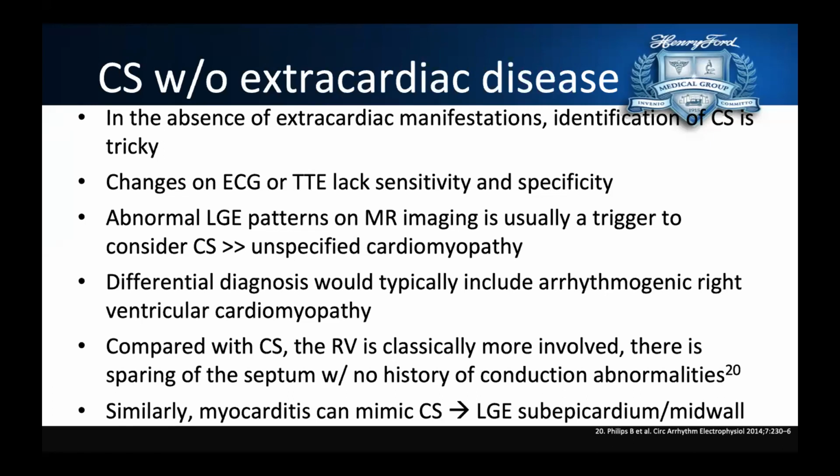history of conduction abnormalities. You can also think about myocarditis, which can mimic cardiac sarcoid with enhancement happening in the subepicardium mid-wall. But oftentimes, patients with myocarditis usually have a more acute onset of presentation with sometimes a prodrome, which can be viral in etiology, or a more aggressive and fatal course, such as in giant cell myocarditis.